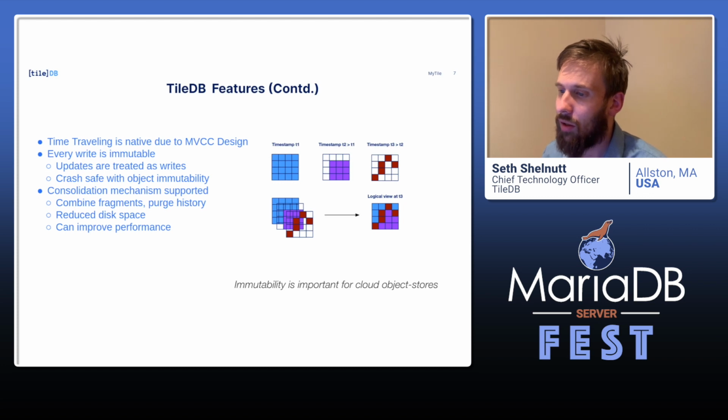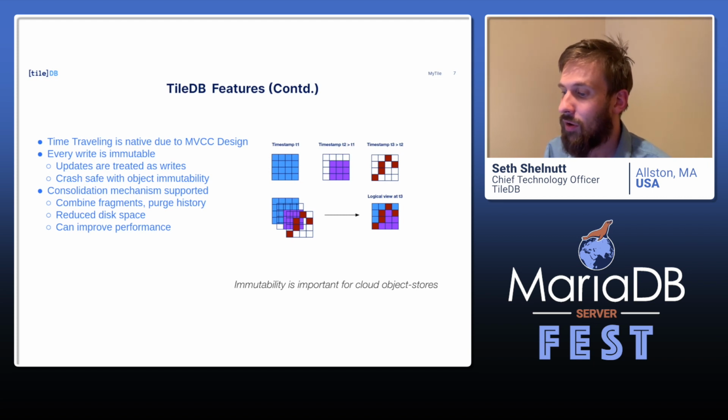So some of the features about TileDB itself that I want to dig into before we talk about MyTile are things around time traveling and the MVCC design that allows that. So to start with, every write in TileDB is immutable. Every write goes to a new, what we call fragment, and new objects are created. And updates are treated just as writes. They're completely immutable, and new files and fragments are created.